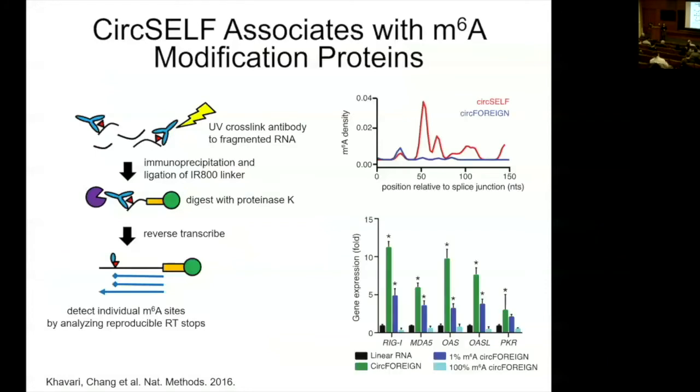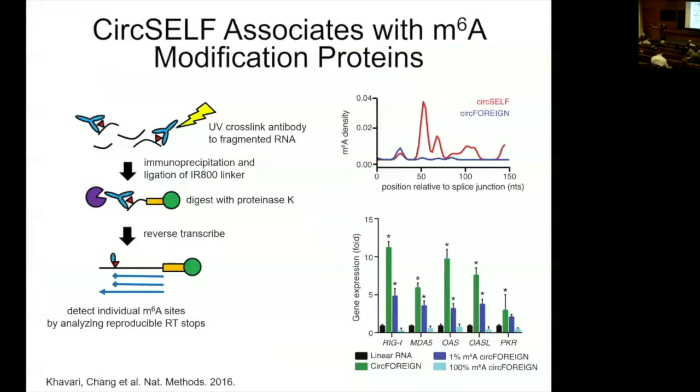And so when we tried that experiment, that's exactly what we found. If we take unmodified circular RNA, we get strong induction of this panel of innate immune genes. However, when we add in 1% M6A into the CircFOREIGN, where out of 100 A's, one of them is replaced with an M6A, we get about 50% reduction in the immunogenicity. 1% is just about endogenous levels that we would find in the cell. And so this was really exciting to us.